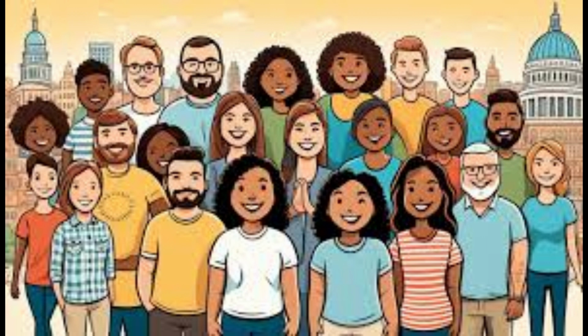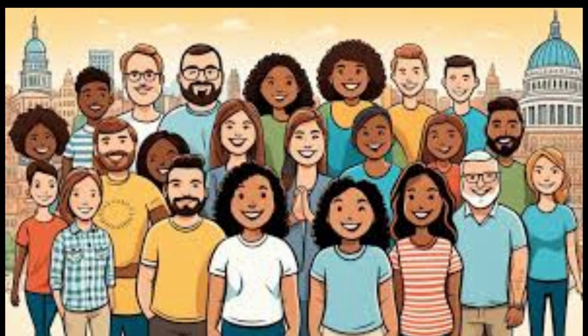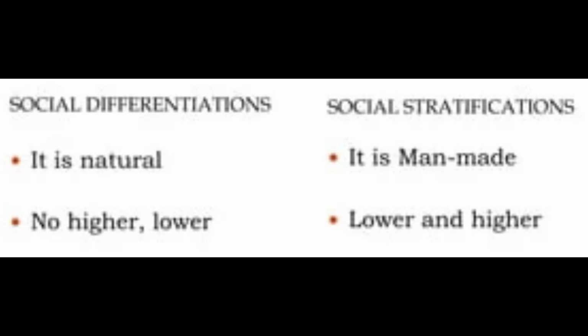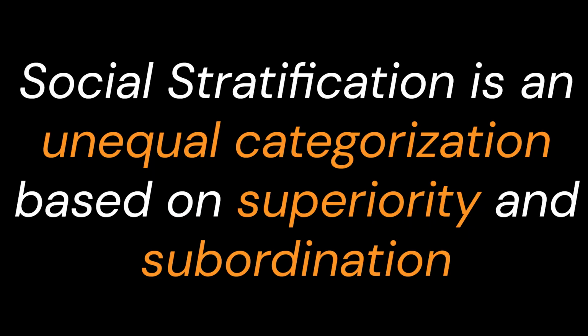There is one more term which has to be taken into consideration, and that is social differentiation, which essentially means differences in society, like males, females, young and old, rich and poor. So, the main difference between social differentiation and social stratification is that social differentiation means diversity or differences in the society, whereas social stratification means when those differences are based on superiority and inferiority. Therefore, it can be said that social stratification is an unequal categorization of people in a hierarchical manner, in higher or subordinate positions. Now, we can take social stratification in points.